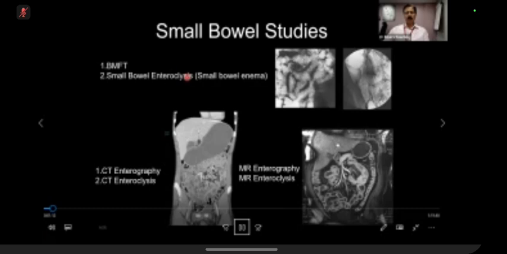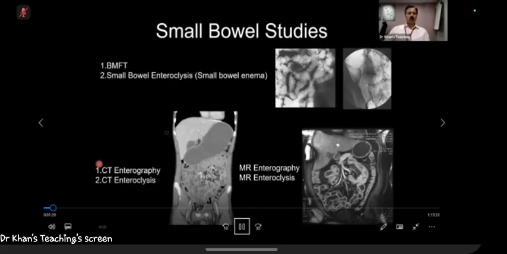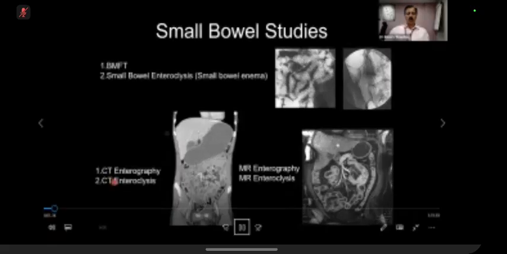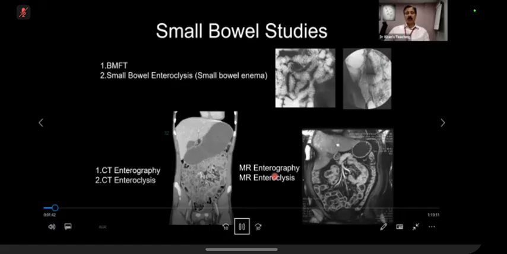Plate it into the proximal duodenum. Then we have got a CT enterography, simple, and then we do a CT where people put in a contrast tube, just like small bowel enterocolysis. And then on MR also, similar techniques can be done.